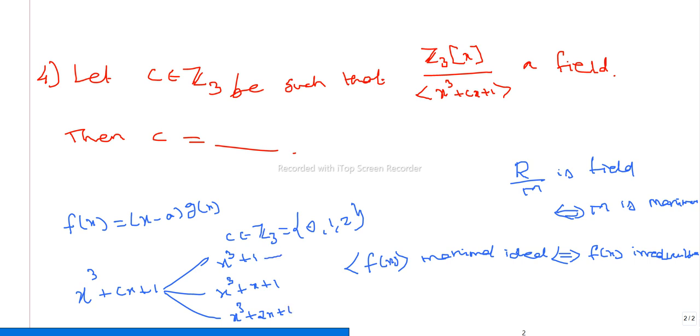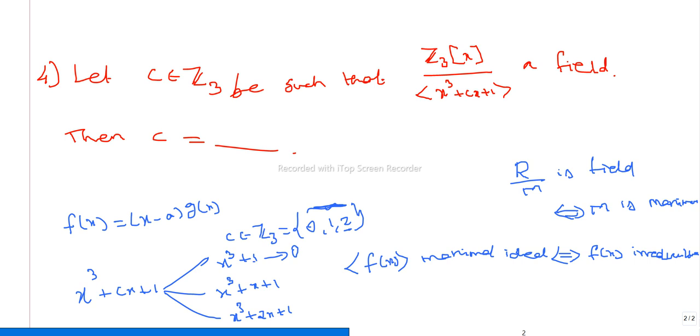Now look at the first polynomial. If we substitute any of these 3 values, 0, 1 or 2, do we get any 0? If we substitute 0, 0 cube plus 1 is 1, not 0. Therefore 0 is not a root of the first polynomial. If we substitute 1, 1 cube plus 1 is 2, which is non-zero. Therefore 1 is not a root. If we substitute 2, 2 cube is 8, 8 plus 1 is 9, and 9 is a multiple of 3, therefore we get 0. So 2 is a root of this polynomial.